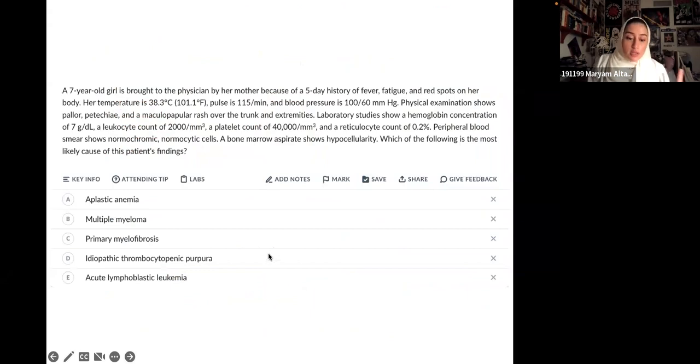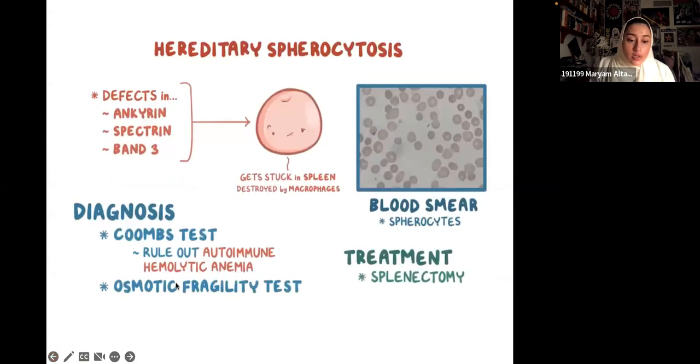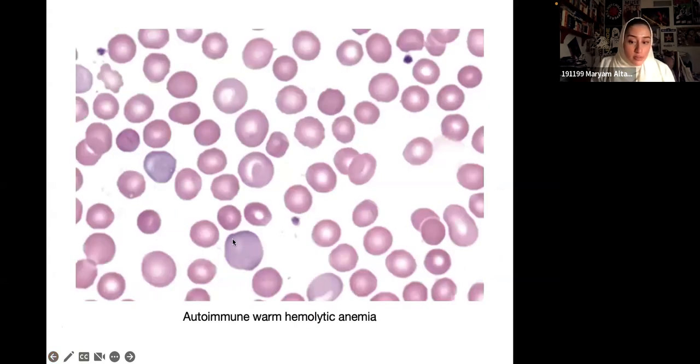Okay, so this is, Eman, the last question. Okay, so Coombs test will be negative in hereditary spherocytosis. Yeah, because there are no antibodies binding to it. So what you do is osmotic fragility. Like what this is saying is that the reason you do a Coombs test is to rule out autoimmune hemolytic anemia because you can see spherocytes in them, okay?